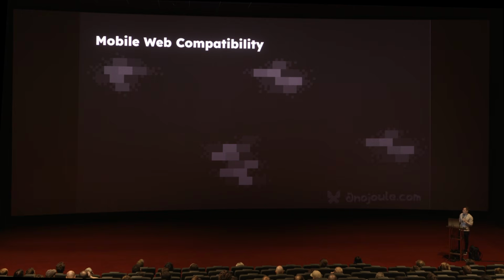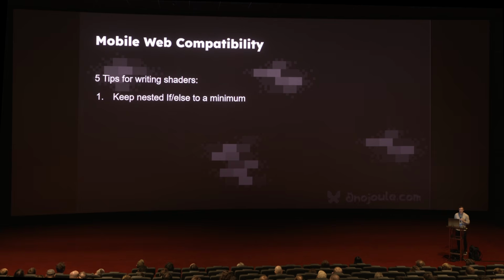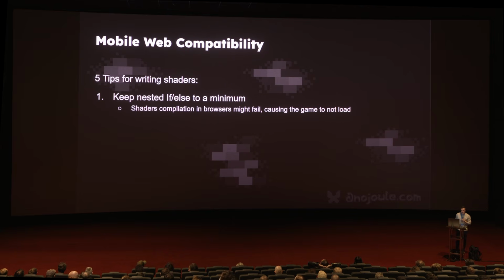So a bonus slide: 5 tips for writing shaders with mobile web compatibility in mind. First, keep nested if and else statements to a minimum. So the hierarchy of your shaders should be more flat, because the web browsers on mobile are not doing a good job of compiling these shaders. So they can even prevent the game from loading at all. And yeah, it's hard to do some pre-compilation for web browsers, so you have to adapt your shader to it.